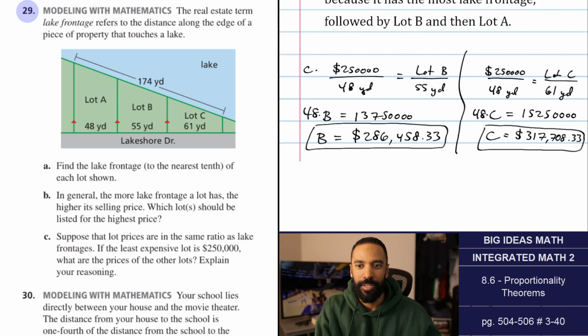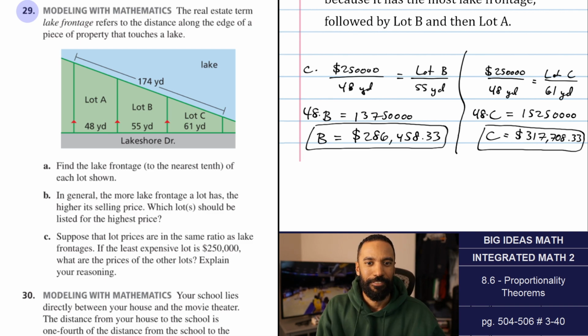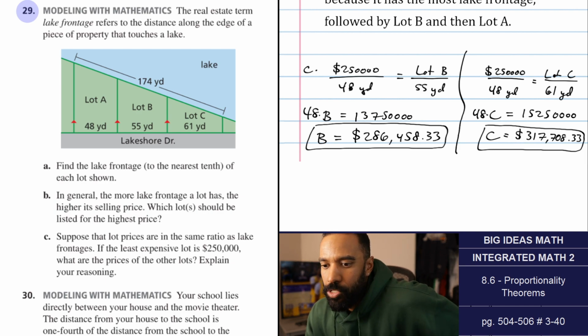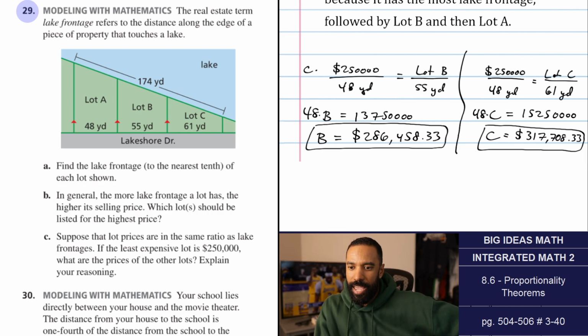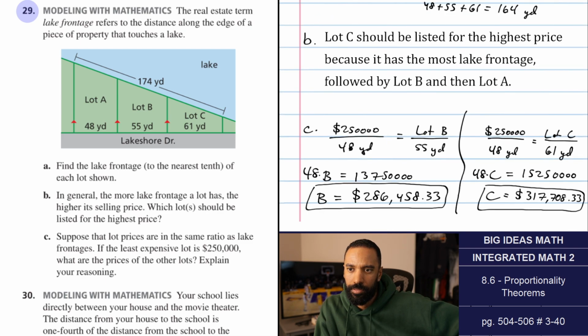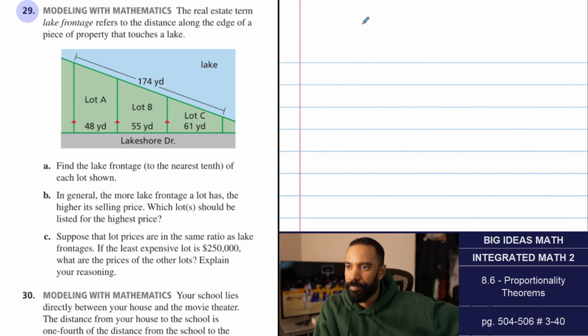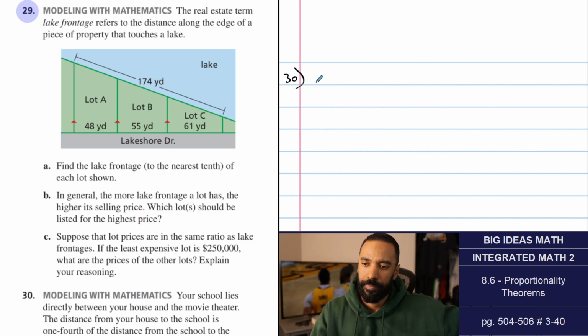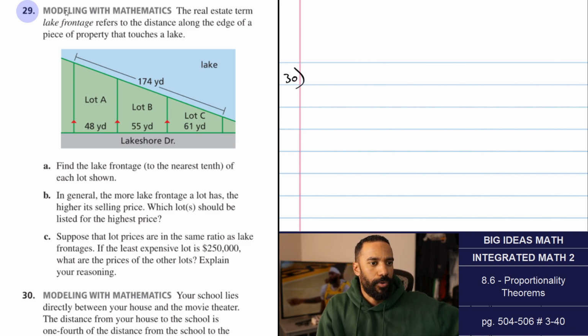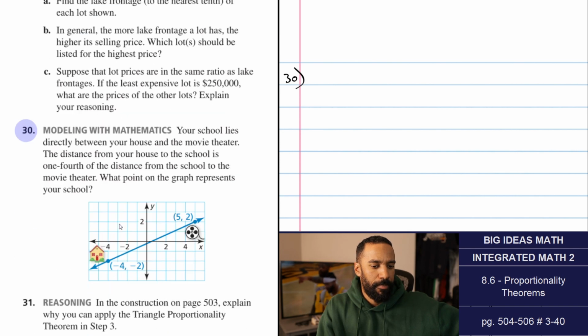They seem to come quite in handy for all the problems that we have here. So, there it is. All right, so let's go ahead and take a look at what's next here. Number 30. Okay. Number 30, modeling with mathematics.